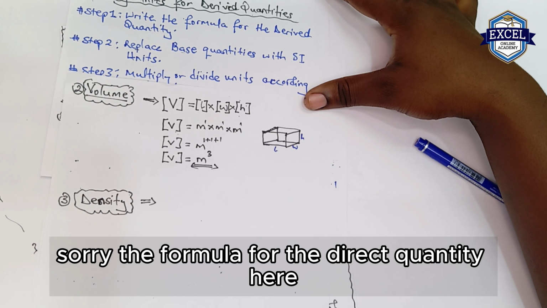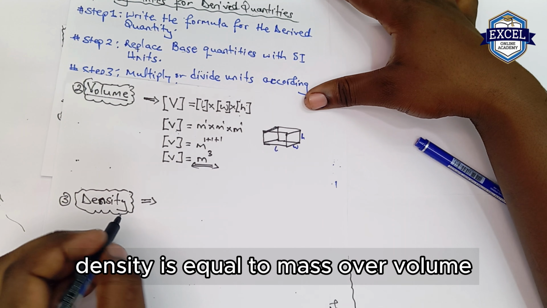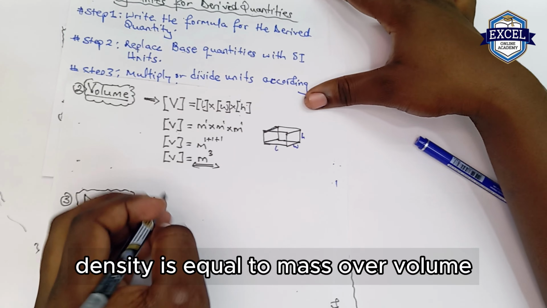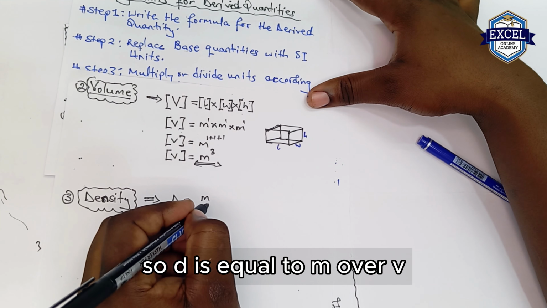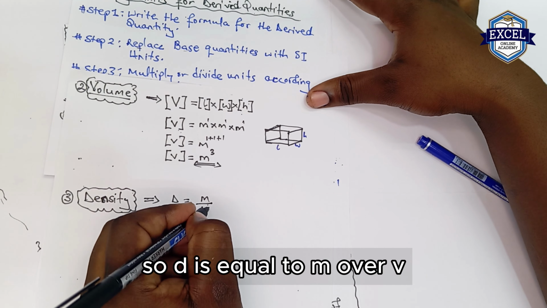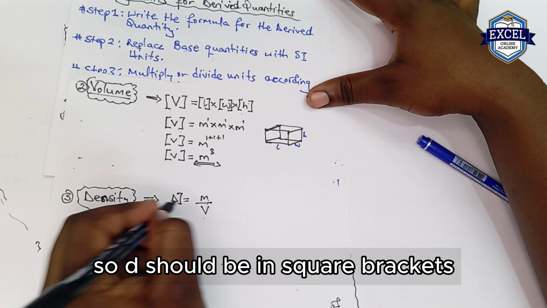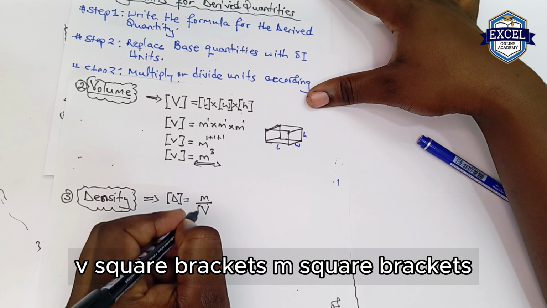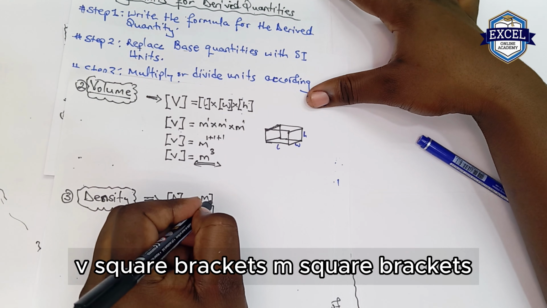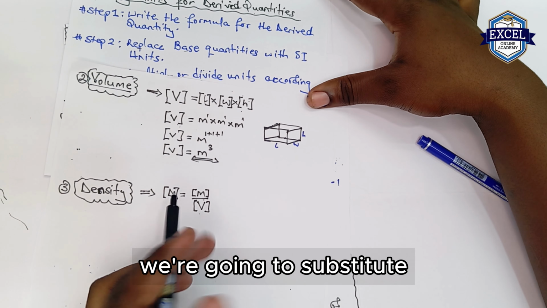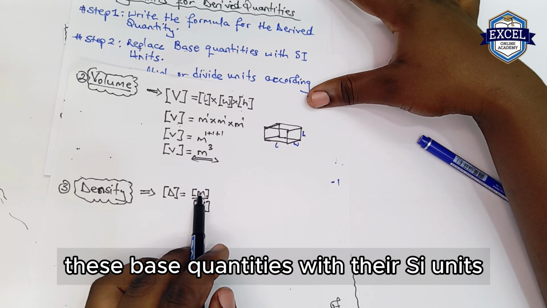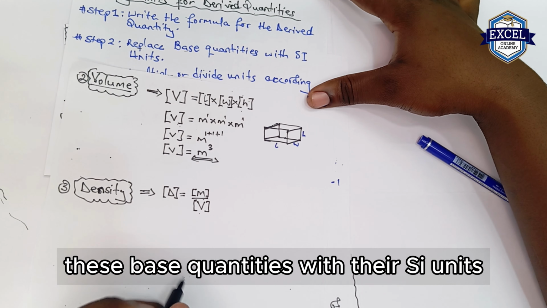So the formula for the derived quantity here, density is equal to mass over volume. So D is equal to M over V. So D should be in square brackets, V square brackets, M square brackets. Now what is our second step? We're going to substitute these base quantities with their SI units.